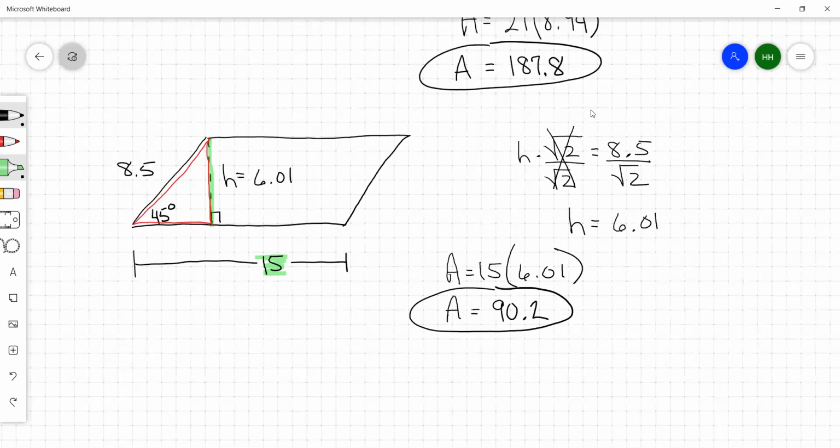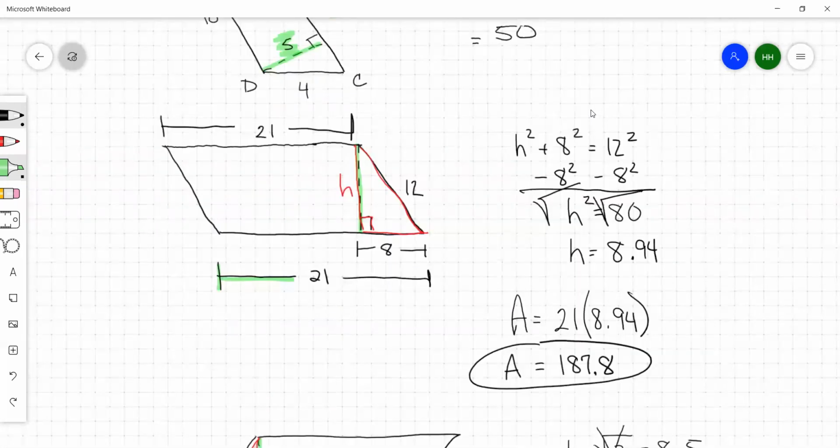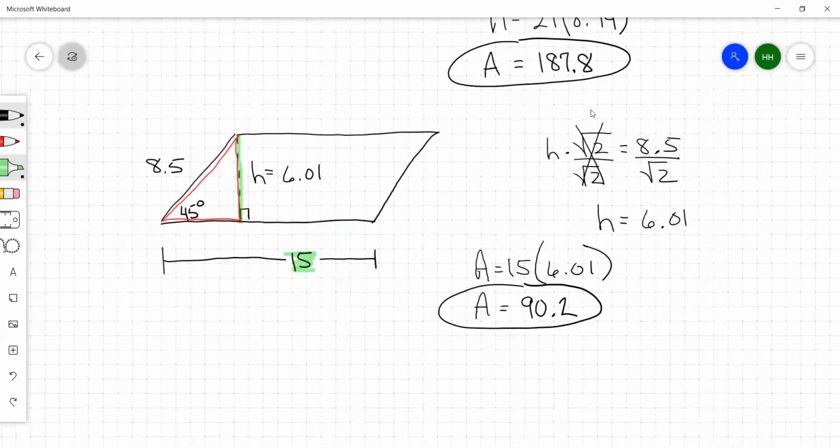Now, here's a higher order thinking question for you high order thinkers. In the first problem we did, you were given the base and the height, right? Second problem, you had to find the height using what? What's that formula called right here? Pythagorean theorem. Then you had to find the height using what kind of a triangle? A 45, 45, 90 special right triangle. What do you think the next question is going to have you do?